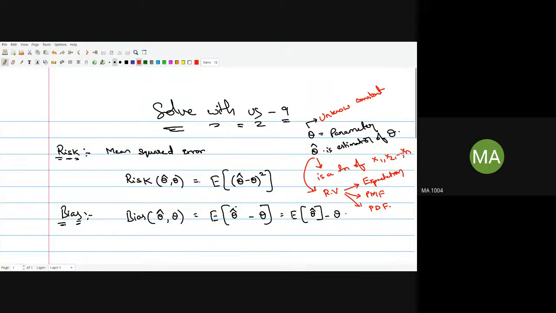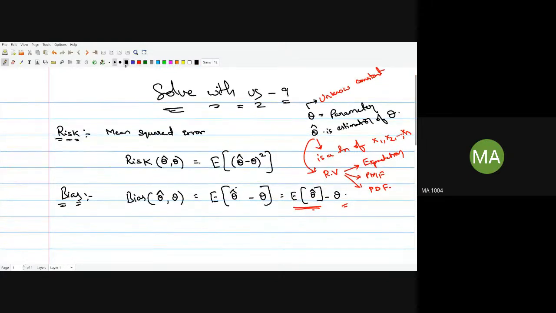So don't confuse theta and theta hat. Theta is an unknown constant. It's a constant, but we don't know it, so we are trying to predict or estimate that particular theta. But theta hat is a function of random variables, so theta hat is a random variable and it will have some expectation. That is why we have the expectation of theta hat. But as theta is a constant, the expectation of theta will be theta only. So you can use this bias, and we also have variance.